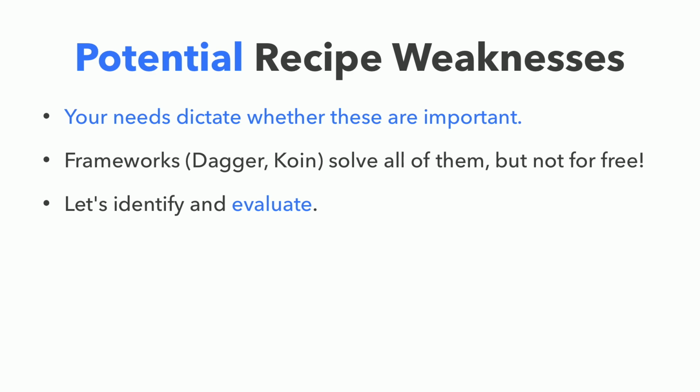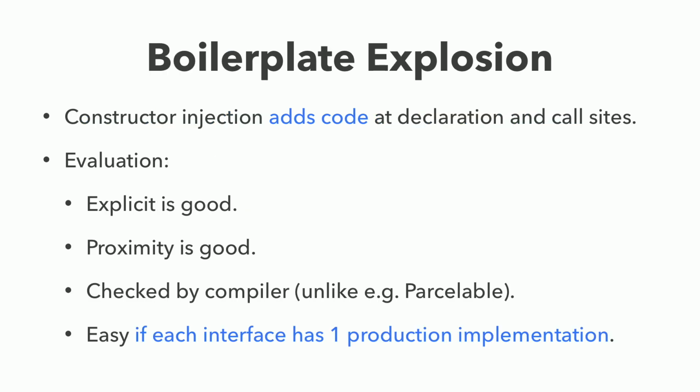Your needs should dictate to you whether these weaknesses are important. If you don't need any of the stuff I'm about to talk about, then you might not want to incur any of the costs of more heavyweight solutions. Frameworks like Dagger and Koin are more fully featured and will solve a lot of the issues that I'm about to bring up, but again, not for free. So let's identify these weaknesses and evaluate them and figure out how bad they really are.